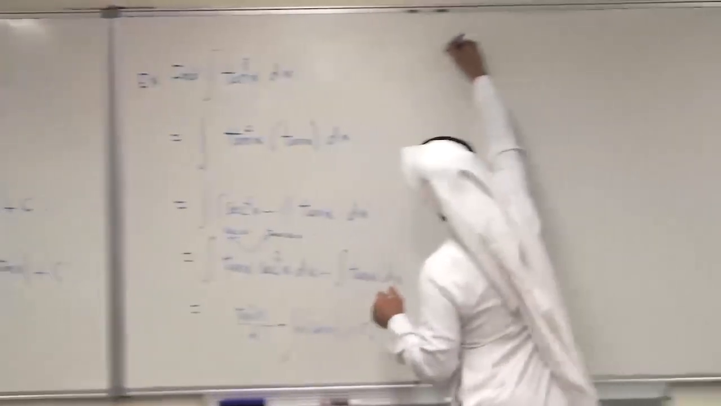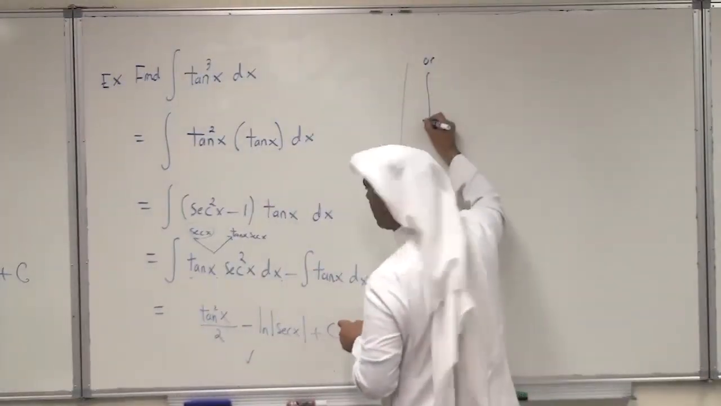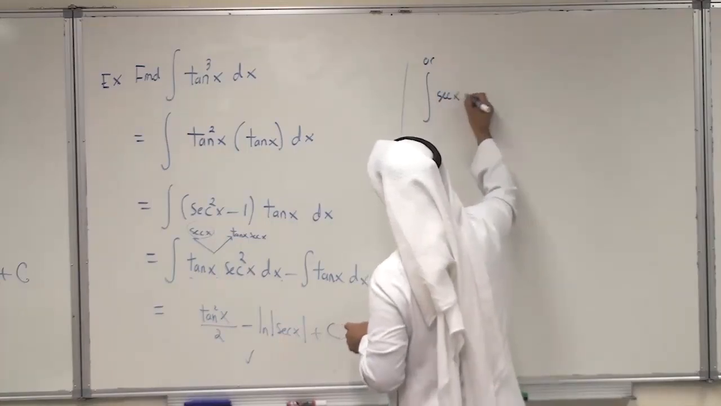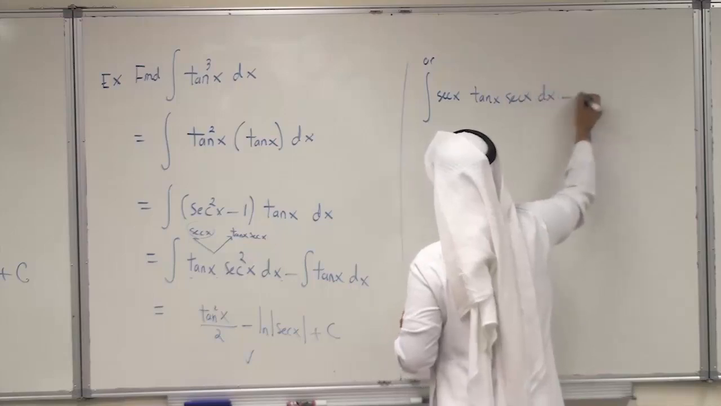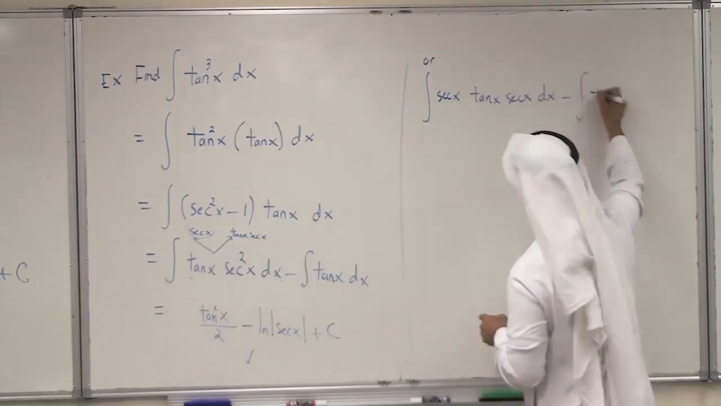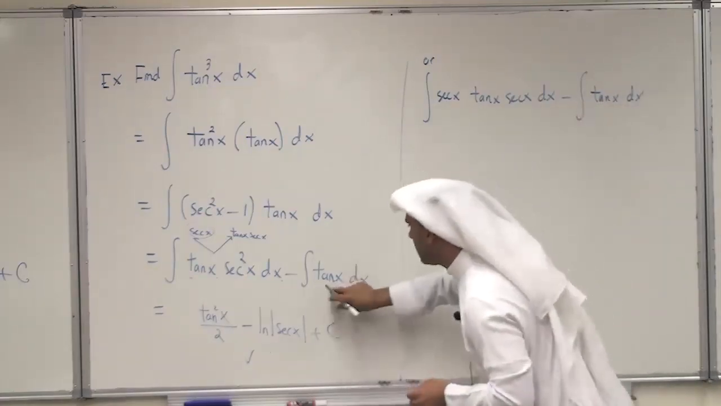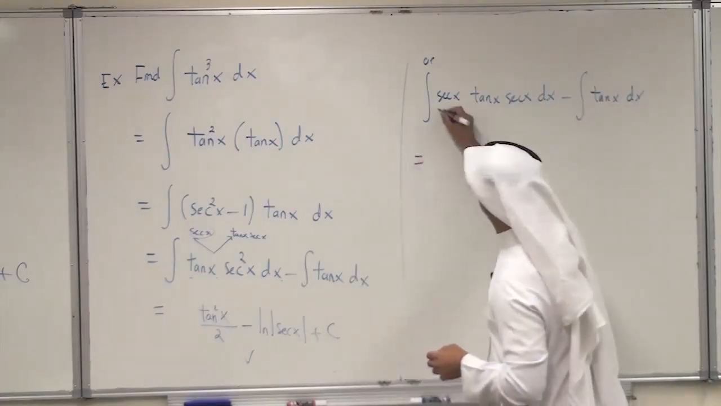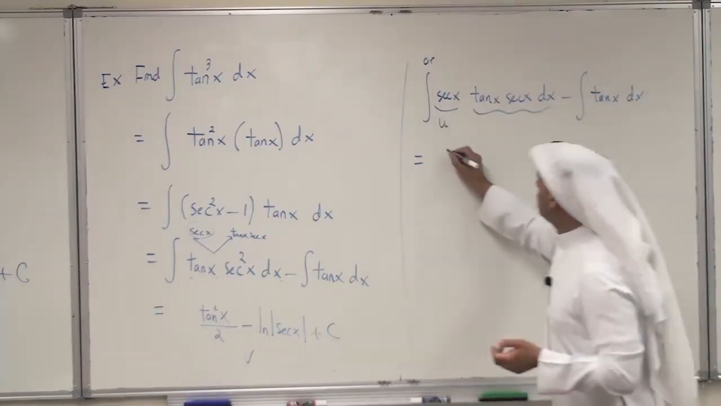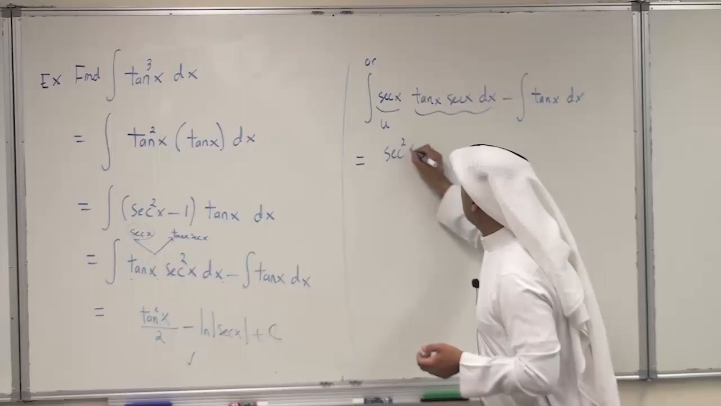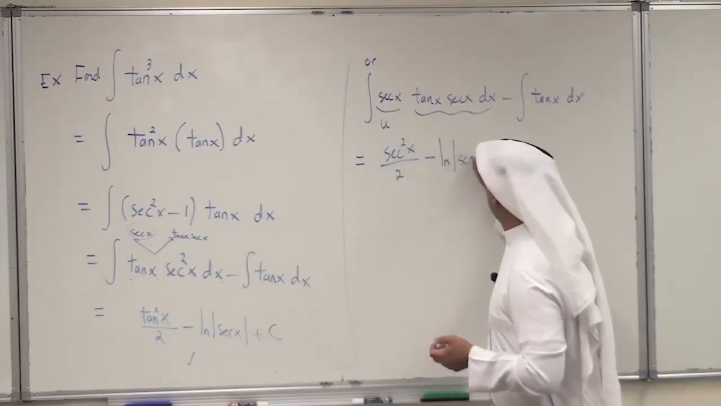Or I will say another option here to move from this step. Or you can write it this way. You can write it as secant of x, tangent of x, secant of x dx minus the integral of tangent of x dx. This is another way to move from this step. So the final answer here will be, if this is u, and this will be du, secant squared of x divided by 2 minus ln absolute value of secant of x plus c.